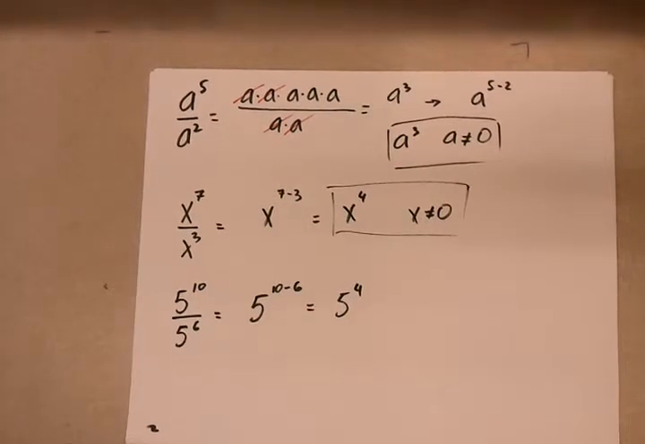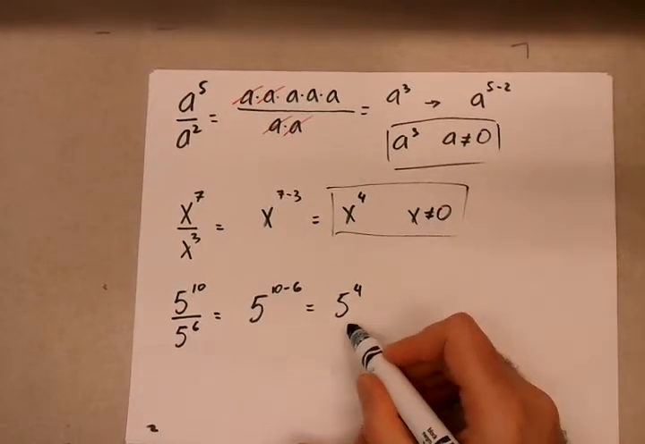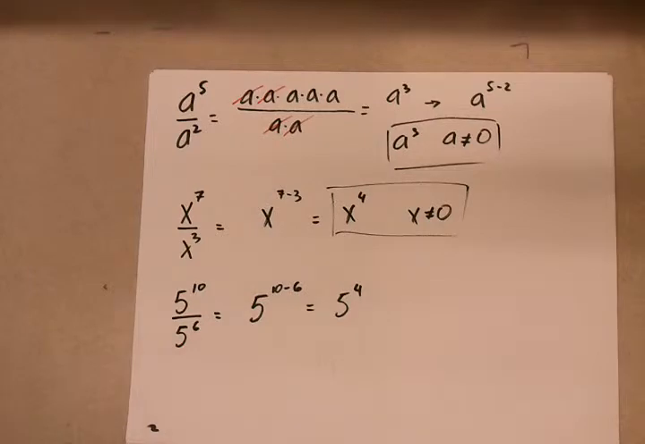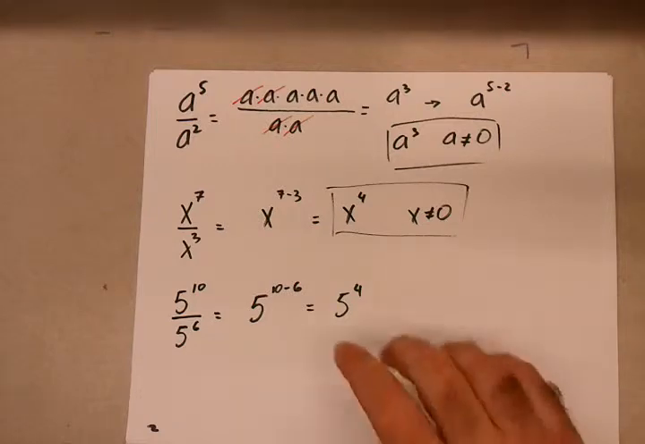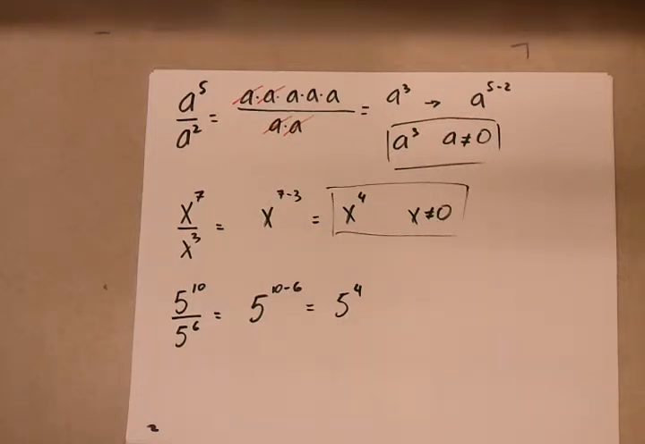Now here I don't have to write down that 5 can't equal 0, because it's a 5. Obviously 5 isn't a 0. It's not a variable, it's a constant. 5 is a 5. So that particular step you can skip for any base that is a constant.